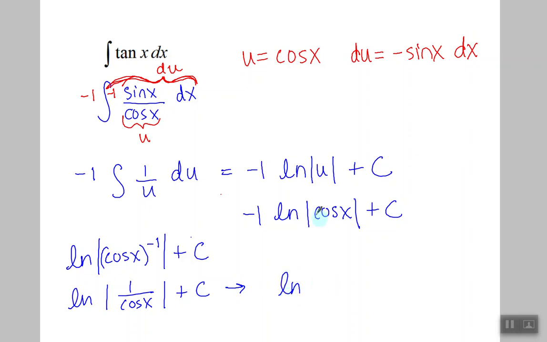So while this is a correct antiderivative for tangent of x, most likely, in most places, you'll see it written positively where it's the natural log of the absolute value of secant of x plus c. So whether you choose to memorize this version, or just do it the long way, let's remember how to take the integral of tangent of x.